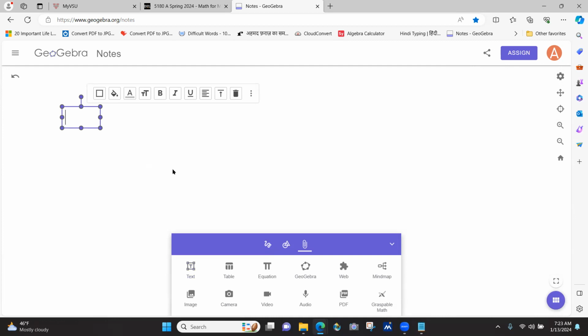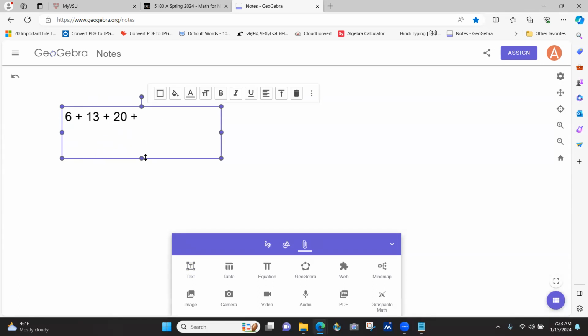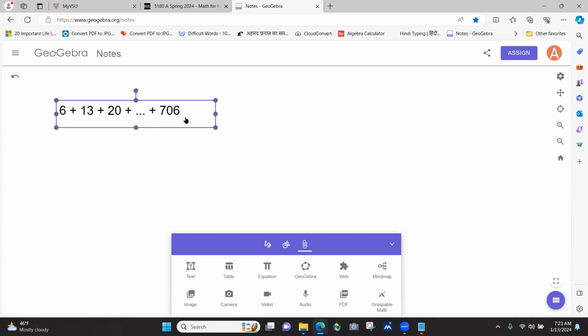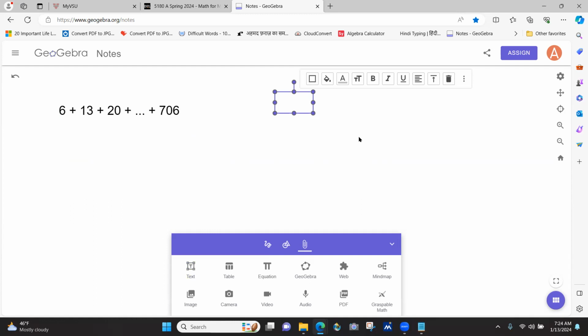Let's start with 6 plus. It's an arithmetic sequence. We're finding the sum of this very arithmetic sequence. Let's say it's 13. Let's say this is 20. And if this is an arithmetic sequence, you can already see that the common difference is 7, right? Okay. So this is an arithmetic sequence, and the common difference is 7. Let's write it down. I'm just going to write D.